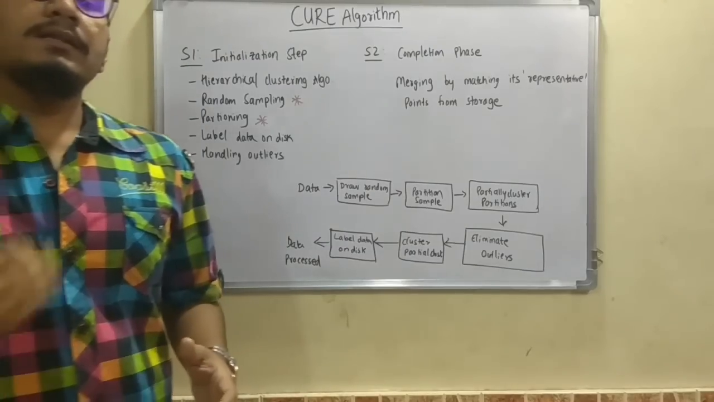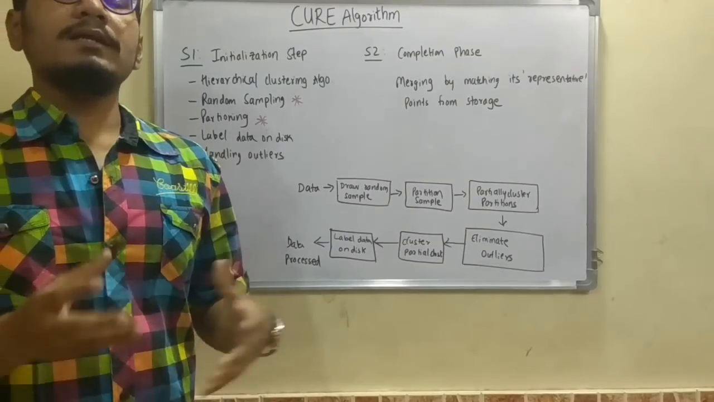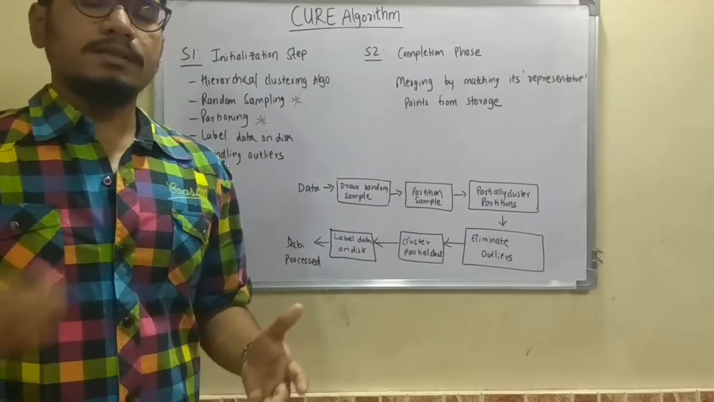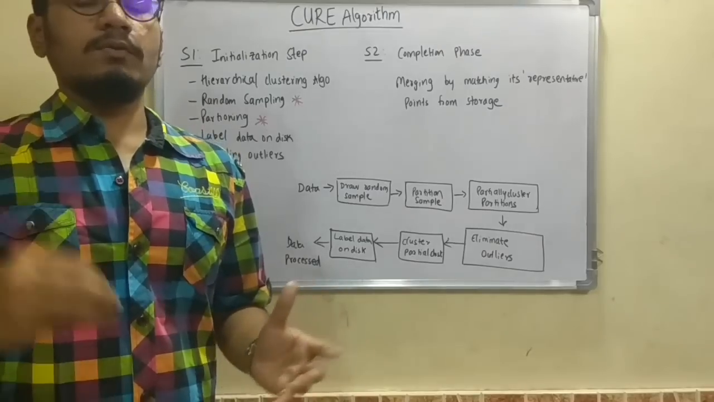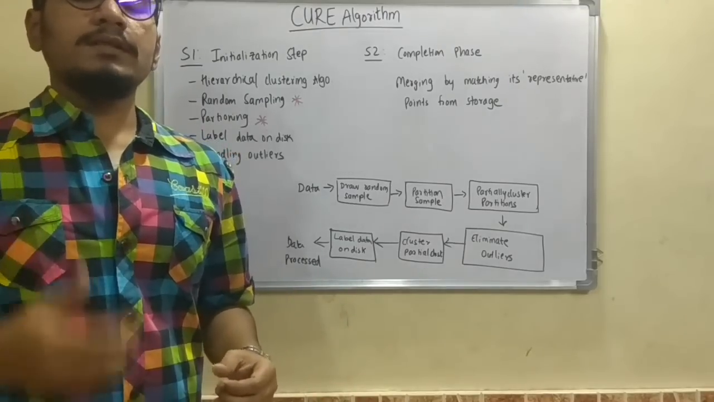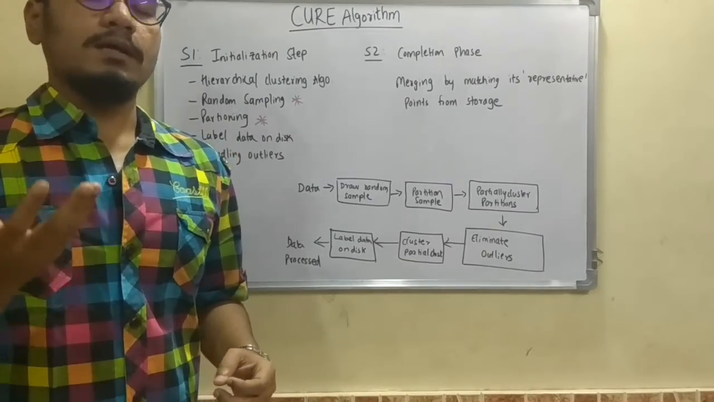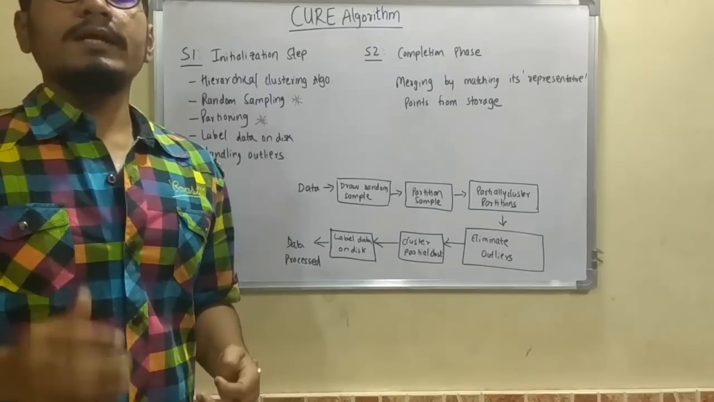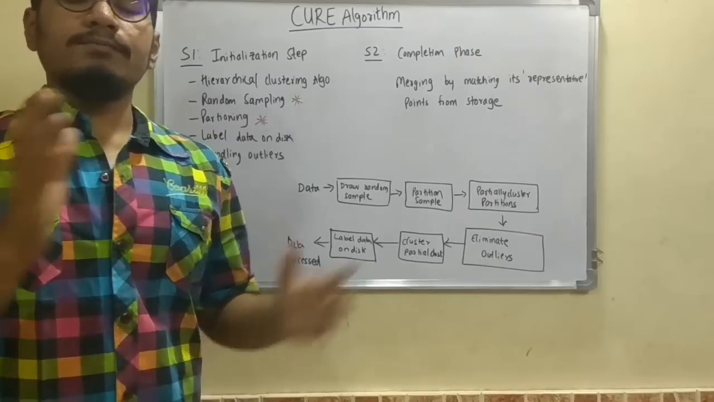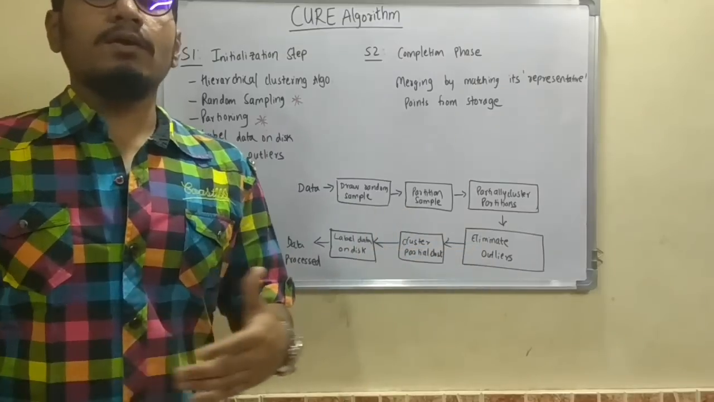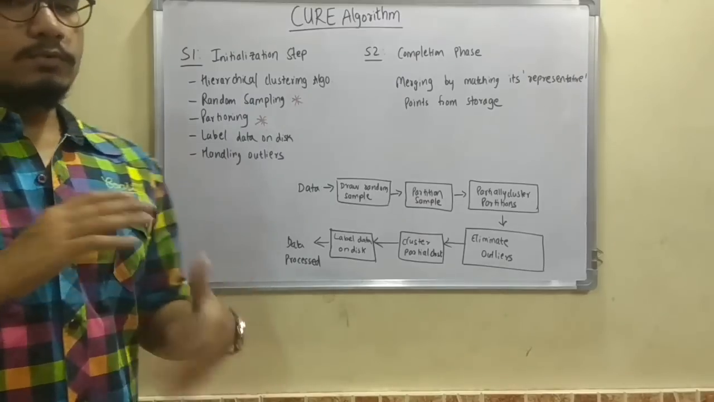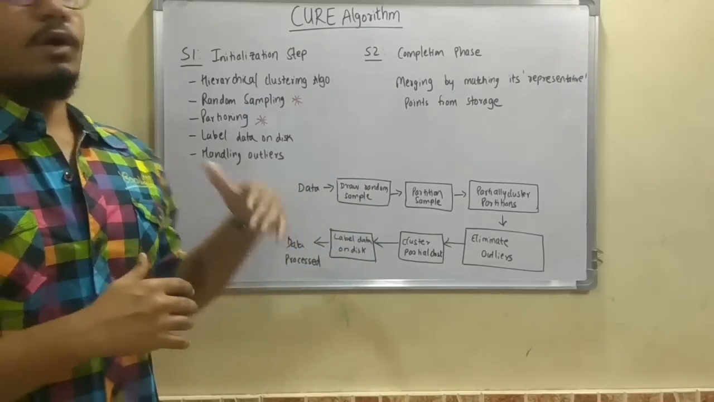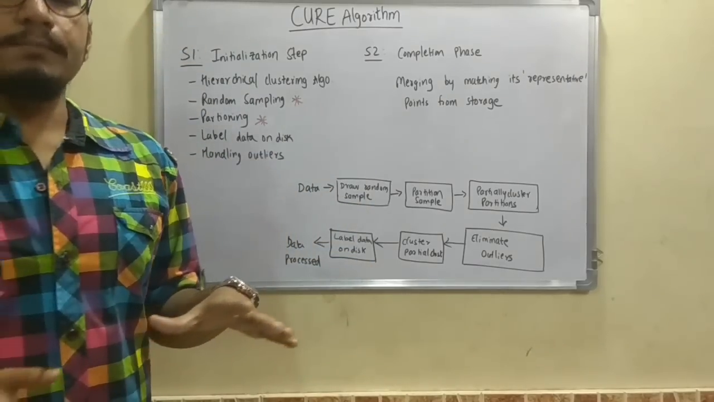And finally we handle the outliers. From the pre-processing stage, there will be many outliers. After two-thirds or one-third of the processing is done for the sampling, these outliers are eliminated by calculating their x and y coordinates, and that is done internally. That's how the handling of outliers is done. All this comes into the initialization step.